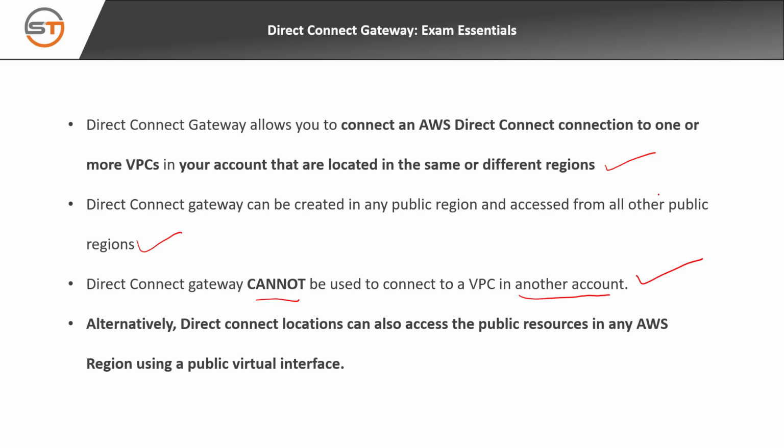Next, alternatively, a Direct Connect location can also access public resources in an AWS region using a public virtual interface. So as we discussed, if we want to access VPC resources, we can use a private virtual interface. But if you want to access public AWS services, we need to use a public virtual interface. So that's pretty much about AWS Direct Connect connection and AWS Direct Connect Gateway.